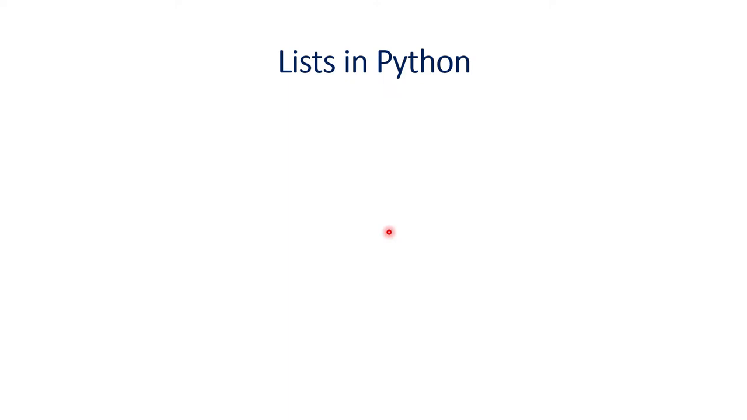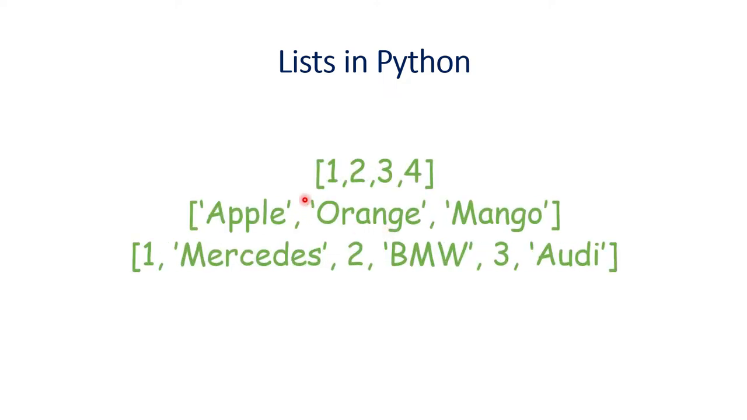So let's start. Lists are basically ordered collections of something. For example, it can be numbers, alphabets, names, anything. Here, as you can see, this is a list of numbers 1, 2, 3, 4. It is a list of fruits: apple, orange, mango. And it is a list of numbers with names of cars, like 1 Mercedes, 2 BMW, 3 Audi.